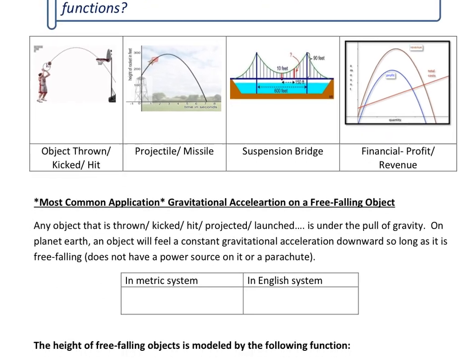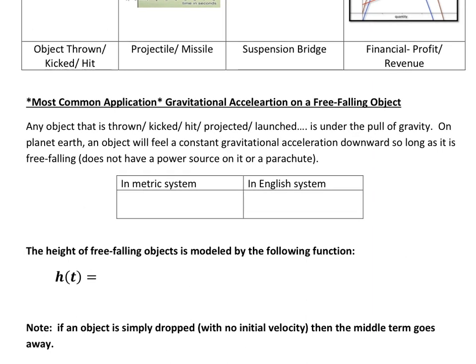So as I already mentioned, any object that's thrown up or kicked or projected in some way is going to see gravitational force and be pulled back down to the earth. And we call this a free-falling object, and the gravitational acceleration on Earth is a constant, and anything in the air is going to see that constant pull back down to the Earth.